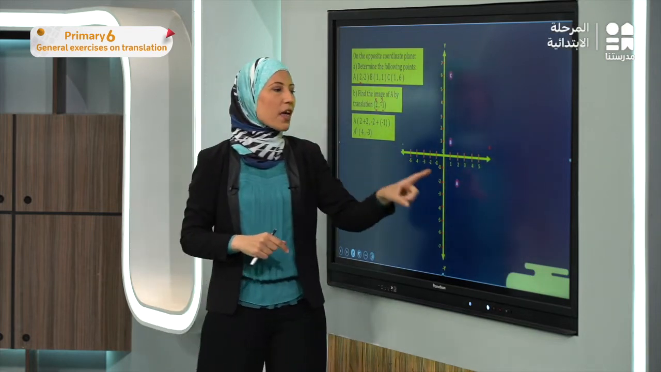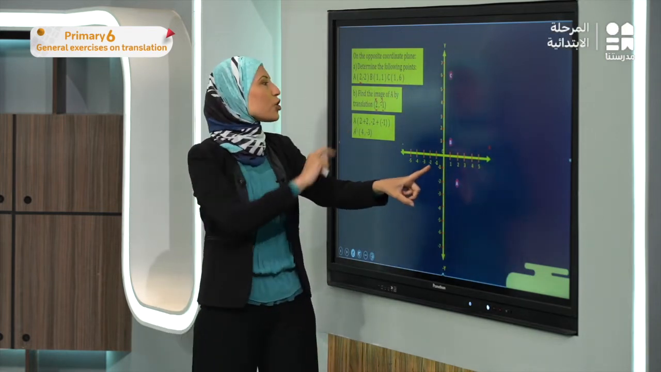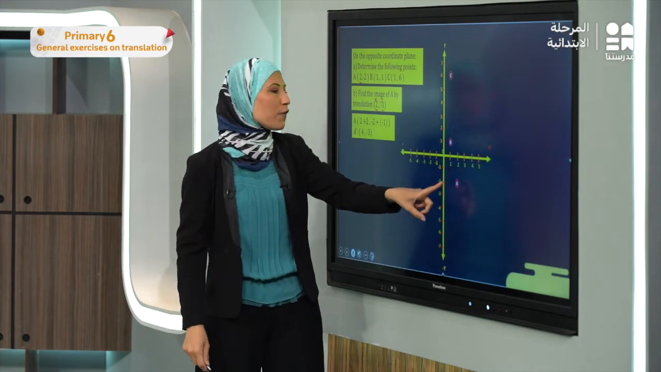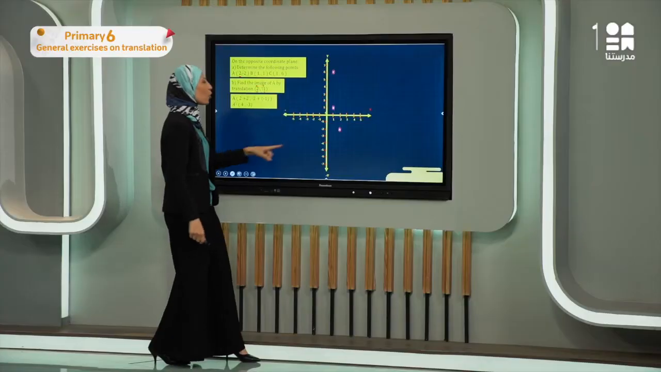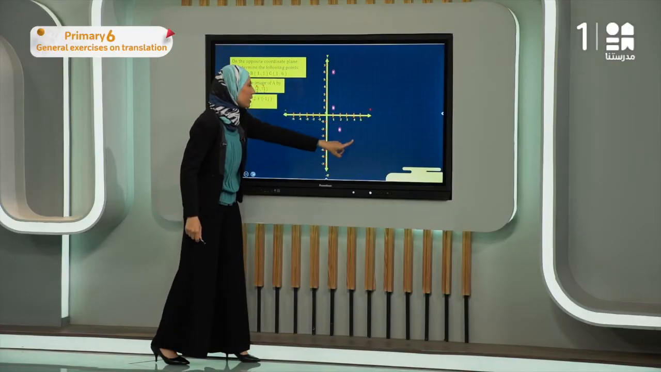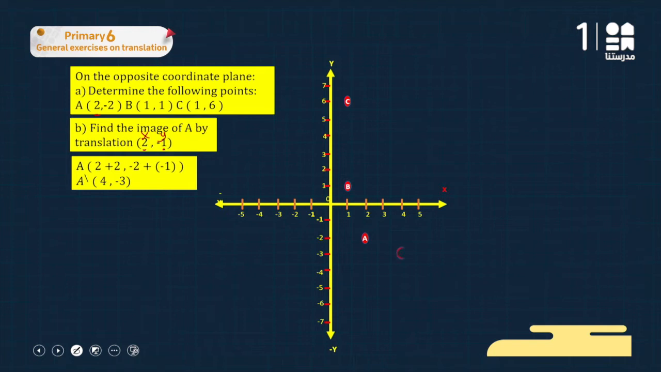It means that the point A, by translation of negative 1, is moving from 2 to 4, and negative 2 moving to negative 3. So I am supposed to have 4 and negative 3. So here I am supposed to have A dash, or A, the image of A.